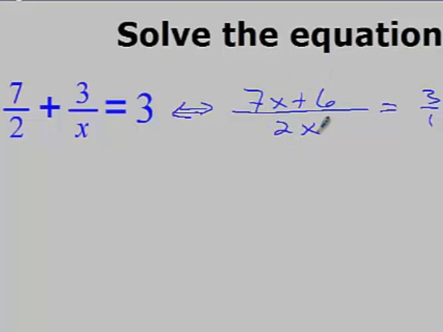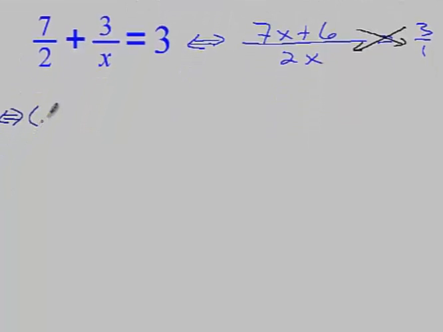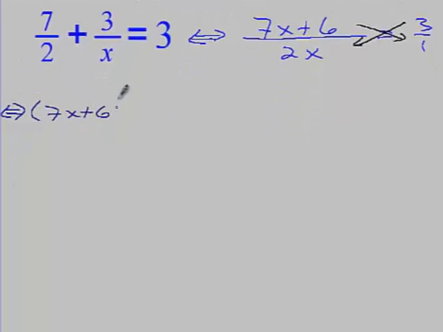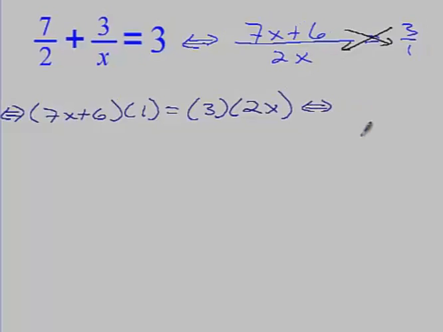So now, does everybody see that I have a fraction equal a fraction? Whenever you get a fraction equal a fraction, we're just going to use cross multiplication. I'm going to take the numerator from here times the denominator across, and numerator times denominator. Here, I'll just write it out. So we get 7x plus 6 times 1 equals 3 times 2x. Everybody okay with that? Yes, no, maybe?